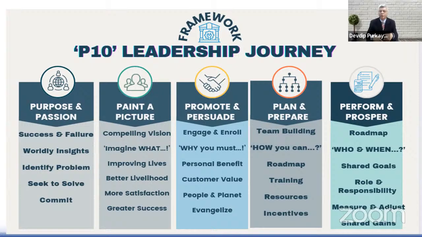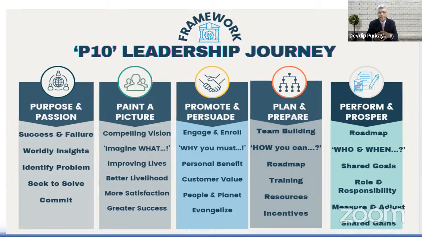They also have to promote and persuade people to enroll into their pictures. So for a business, you have to get customers. And you have to say why you must buy my product. And leaders do that very well. Why you must? What is in it for you? What is in it maybe for the planet or the people?